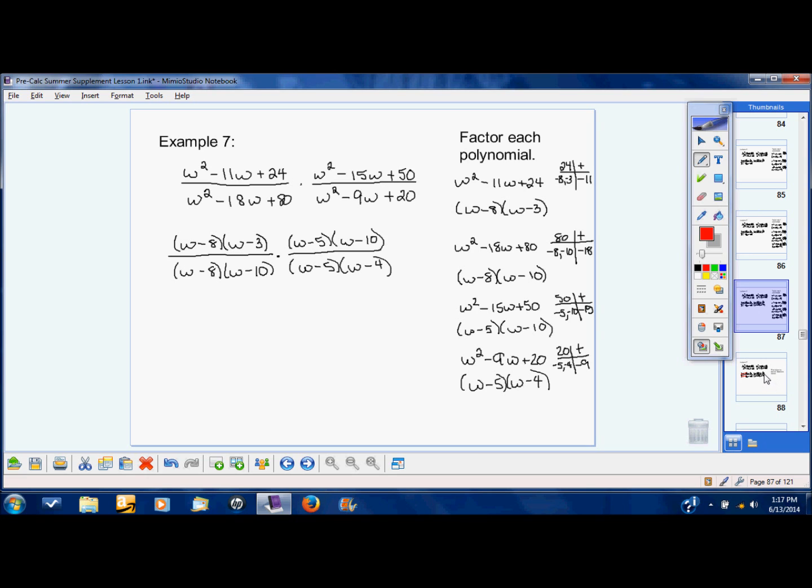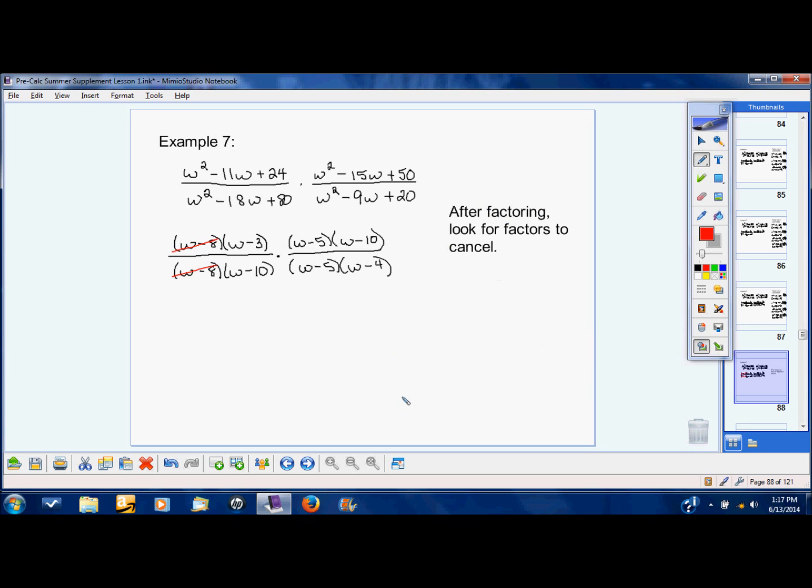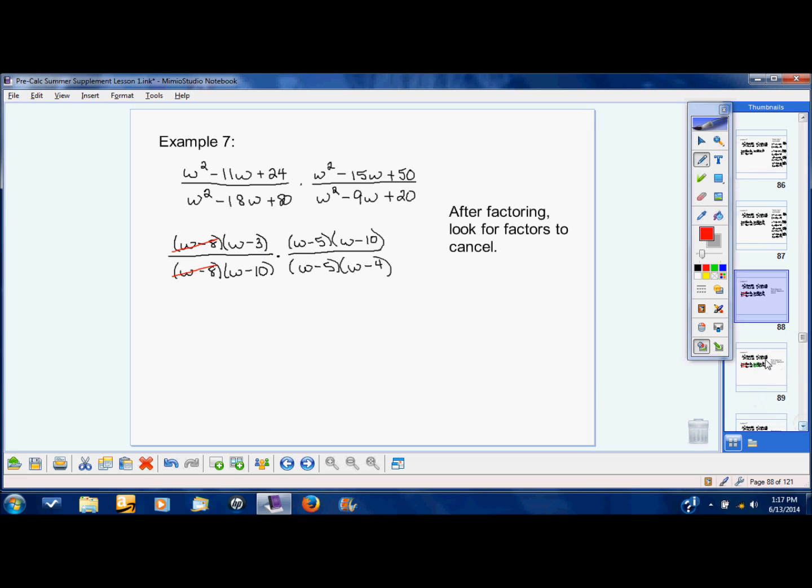Now that you have factored everything, this is the point where you can look for things to cancel. W minus 8. These are factors, so therefore they can be canceled. Then you can check W minus 3. Is there a partner for that? No, there is not. But W minus 5 is found in numerator and denominator. And then you can also look across to the other fraction to see if you have anything to cancel, and you do.